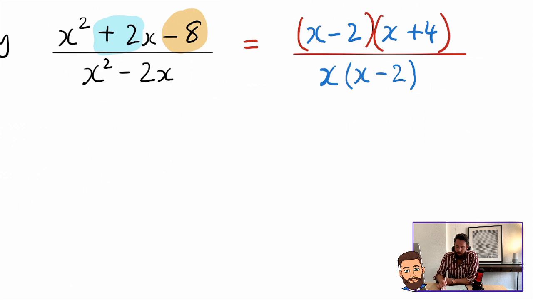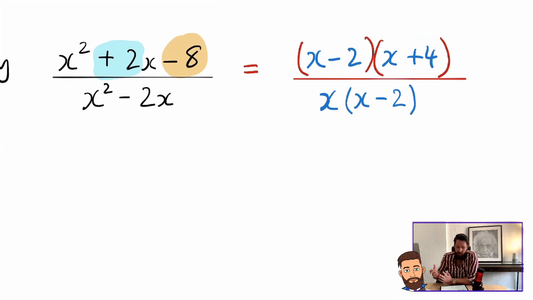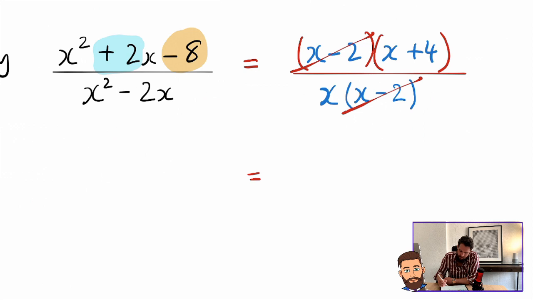Has what we foreshadowed happened? Yes, we have got two brackets that are the same. So what do we do with those? We can cancel them. So I'm just going to cancel that x -2 and this x -2. So what am I left with? Well, on top I'd be left with just the x plus 4. And on bottom I'd be left with just x. So that is my final answer.